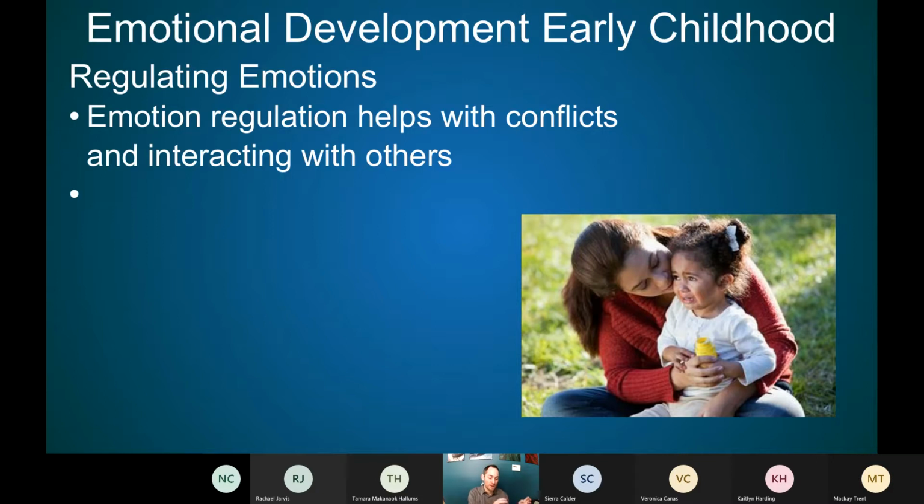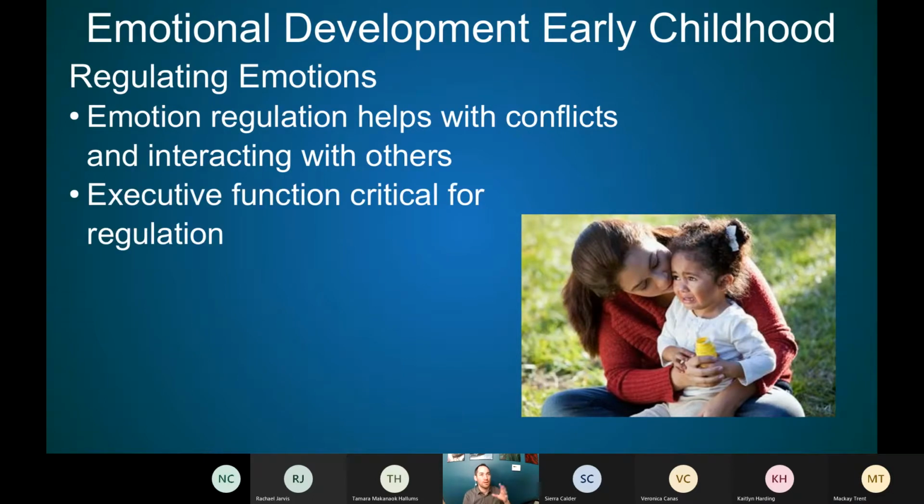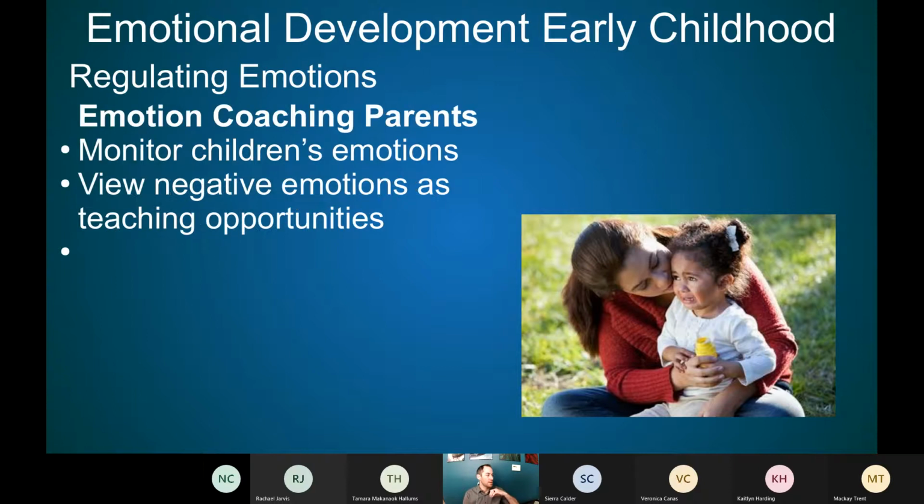So learning those skills early on is really relevant to how we interact and deal with people in one-on-one settings all throughout our life. So it's not just relevant for children, it's also relevant for adults. Emotion regulation is really important, and we use emotions a lot when communicating with people. So executive function is really critical for that, that prefrontal development. So with this, emotion coaching parents, let's talk about these categories.